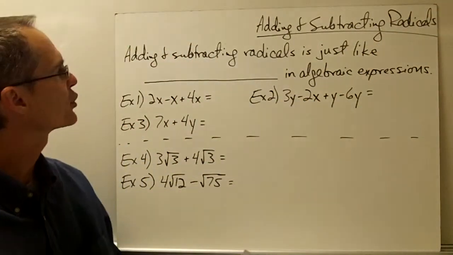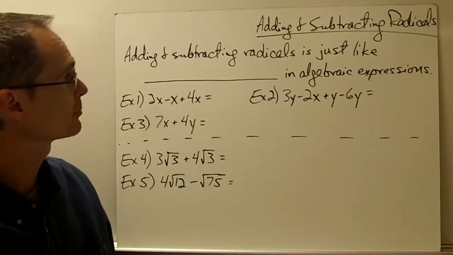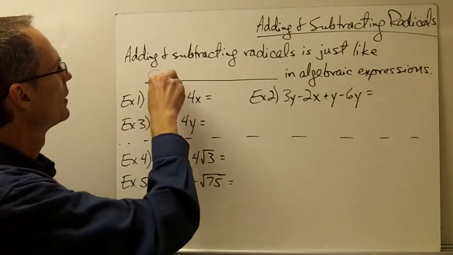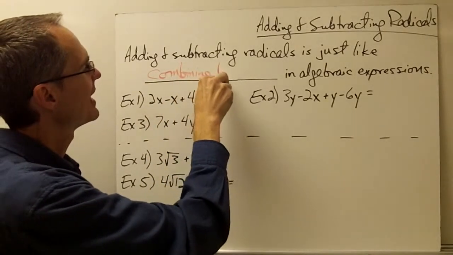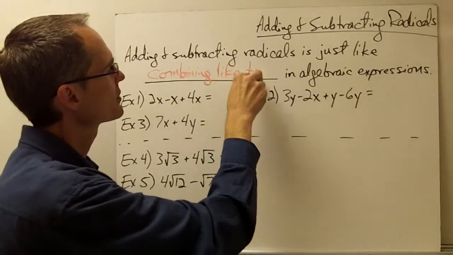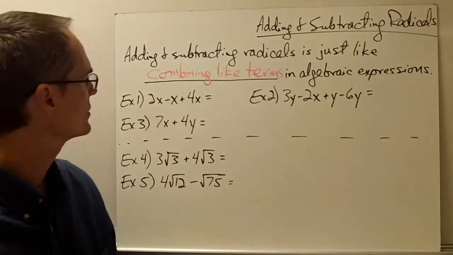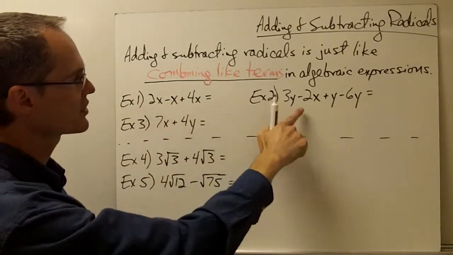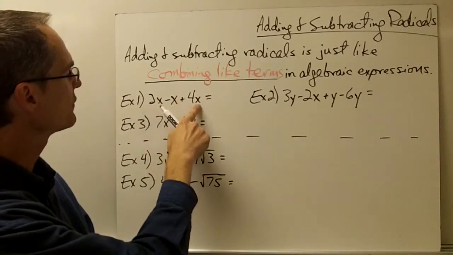Now, when you're adding and subtracting radicals, this is actually very similar to combining like terms in algebraic expressions. So here are some expressions in which you'd be asked to combine like terms, and you should be familiar with these. 2x minus x plus 4x.